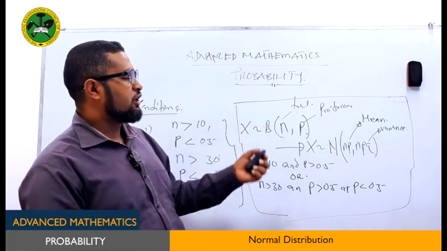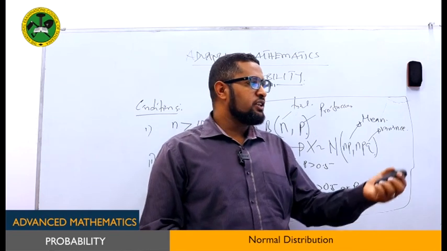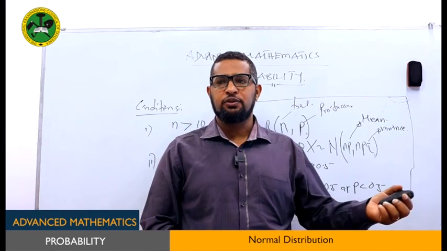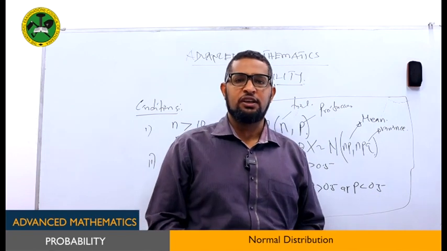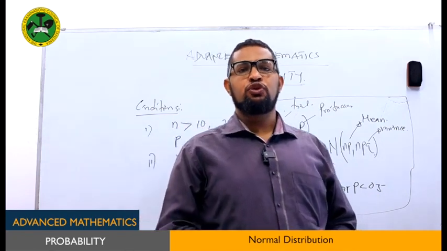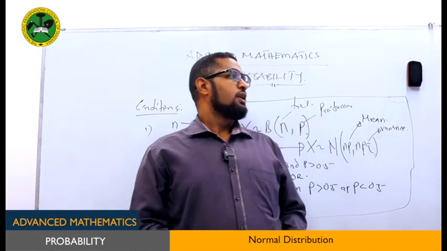Now, after checking the condition, let's see how we are supposed to apply this condition in solving a question, or how you will know this question is concerning binomial approximation to normal. Let's see the example.